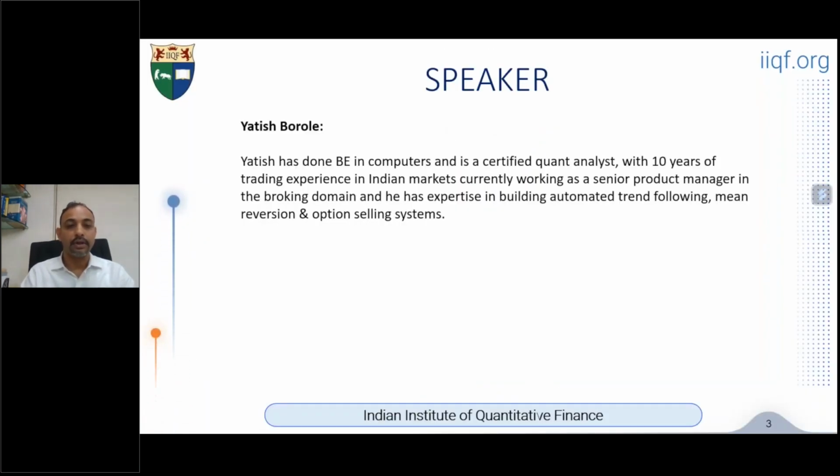Yatish has done his engineering in computer science, and he's a certified quant analyst with more than 10 years of trading experience in Indian markets, particularly on the algo trading side. He currently works as a senior product manager in the broking domain, and he has expertise in building automated trend following, mean reversion, and option selling systems. He will take you through all these algo trading aspects in today's session, right?